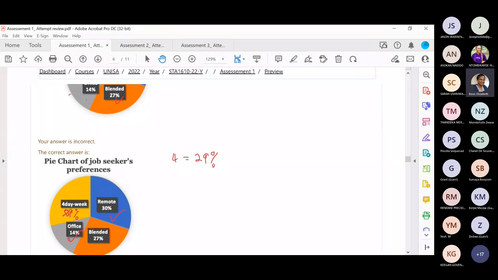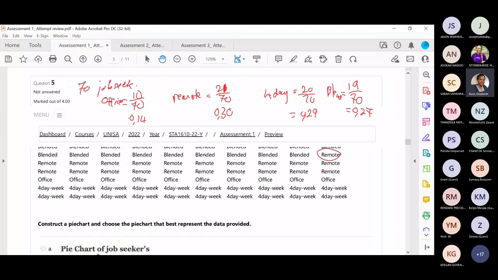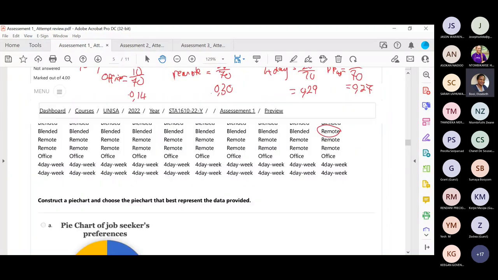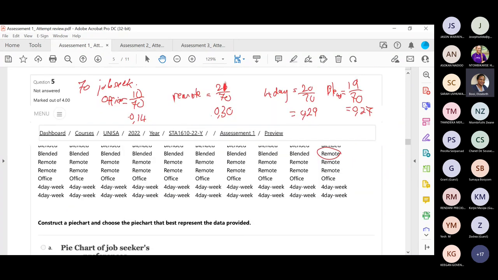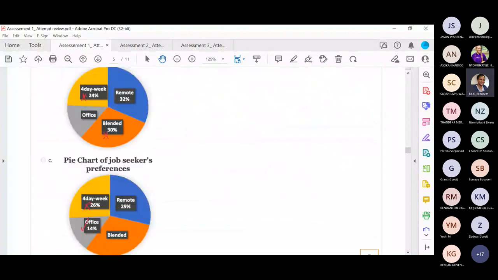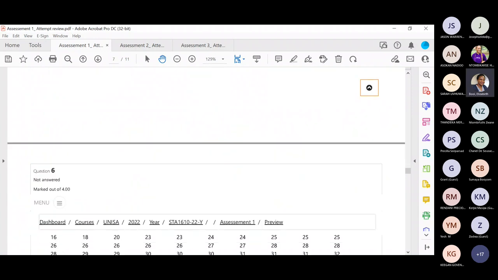So that's how you would have answered this question, by just identifying or calculating your percentages and then looking at the graph. Otherwise, you could have taken these values, put them in an Excel spreadsheet and created the pie chart, but it's going to take you forever to do that. You just count the number of office, calculate the total, and the percentage. Okay, so moving on to question number 6.